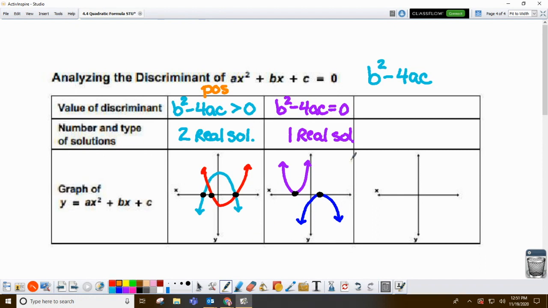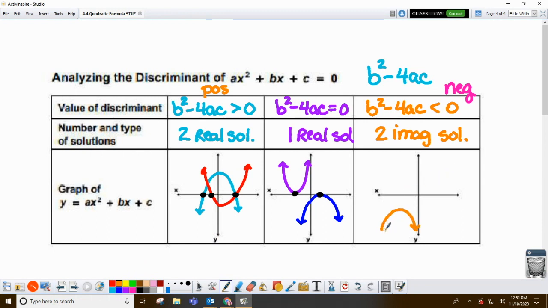And then our last situation would be if b squared minus 4ac was less than 0. So what kind of numbers are less than 0? Well, those would be our negative numbers. So if you end up with a negative, that means you have a negative under the square root, which means you have two imaginary solutions. What that means graphically is that the graph does not ever cross the x-axis.